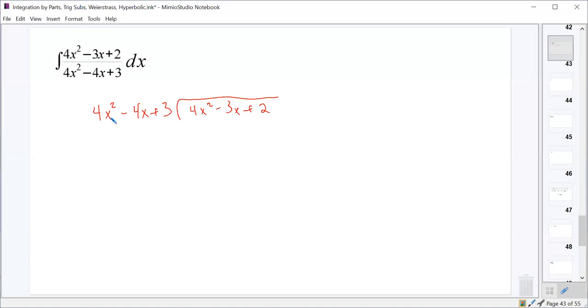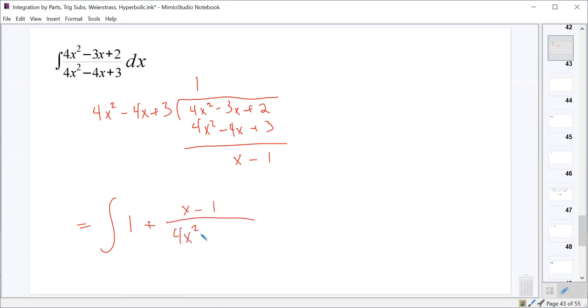And how many times does 4x squared go into 4x squared? Just once, right? So the long division on this is actually quite simple. Subtract these. -3 minus -4 is 1x. And then 2 minus 3 is -1. Everybody good there? And we end up with this as our new integral.